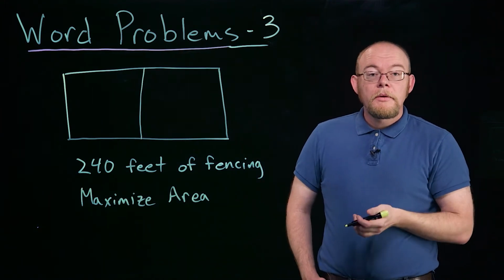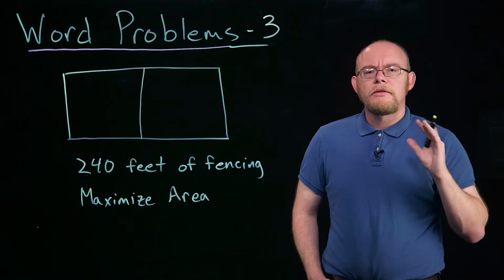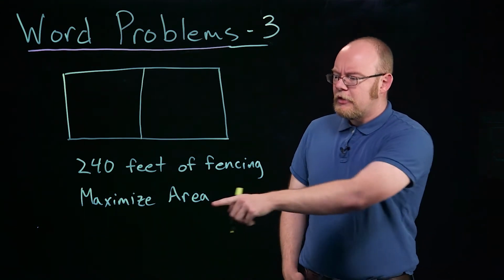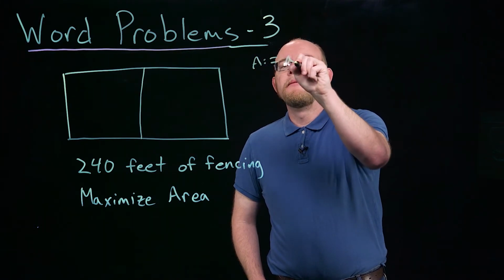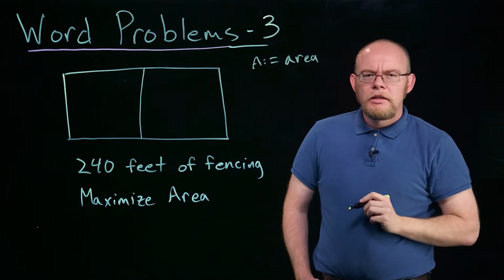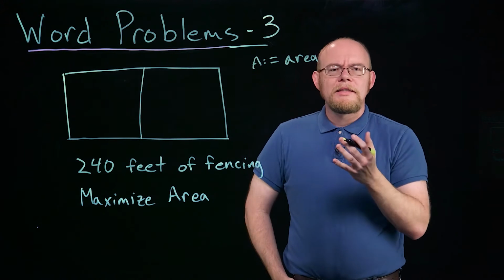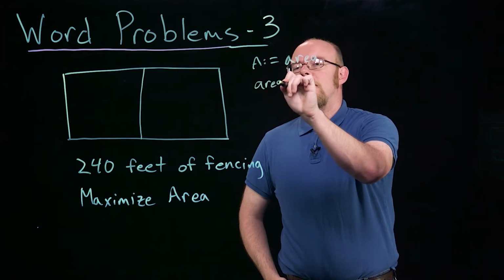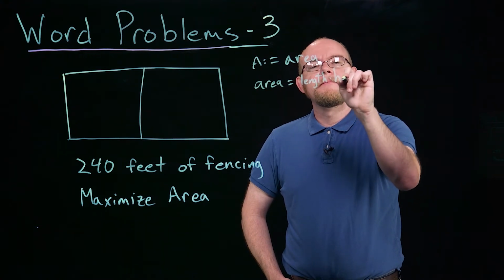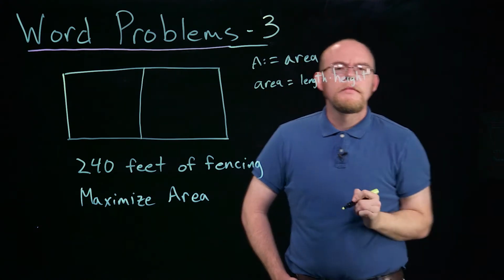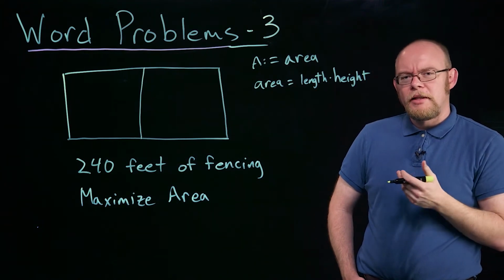Okay, so now we have a picture for what we're trying to do. Let's go ahead and start trying to translate this into more of a math problem. So if we look at this, what we want to do is maximize the area. So let's just let A be our area. Now we know that the area somehow is like a length times a width. So we're going to write that down as a note. Area equals length times width, or height, or whatever you want to call it.